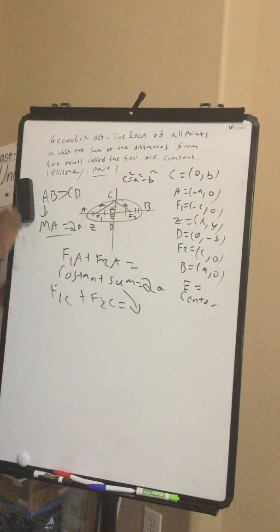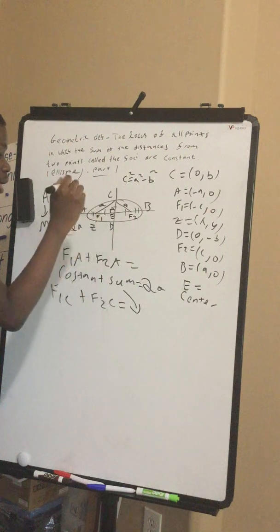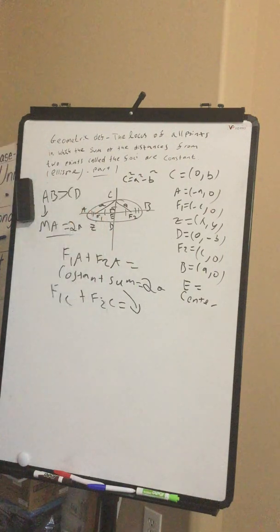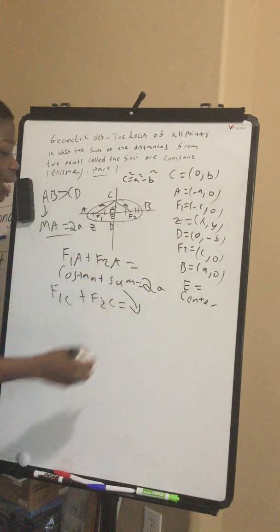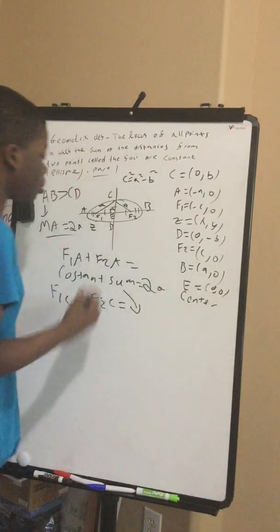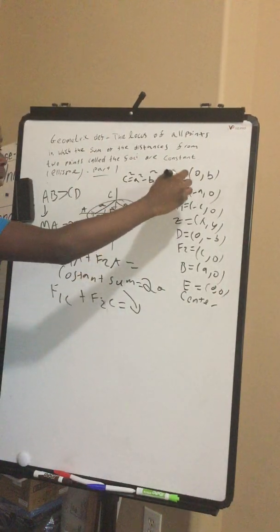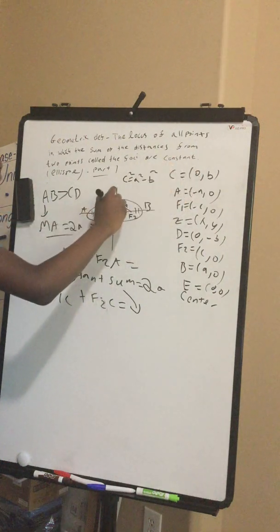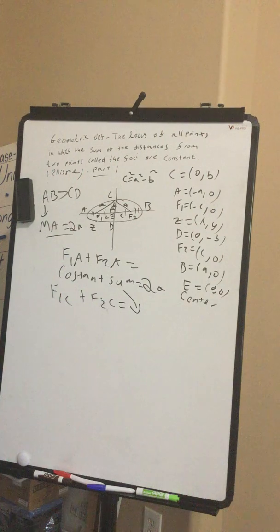Now, to find the segment from focus 1 to point E, we use the distance formula. Focus 1 has coordinates (-c, 0), and E is just the center, with coordinates (0, 0), meaning this length is c. And C is (0, b), so this length is b, and this length is also c since they're congruent.